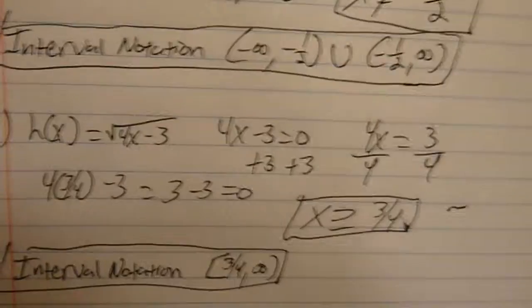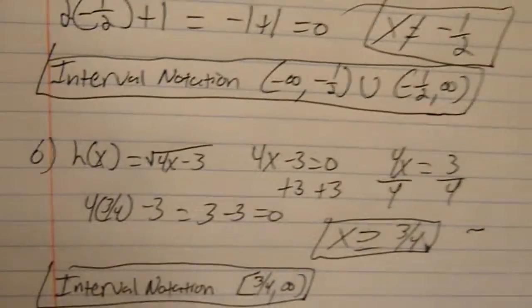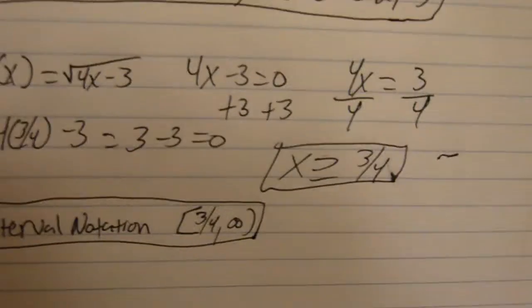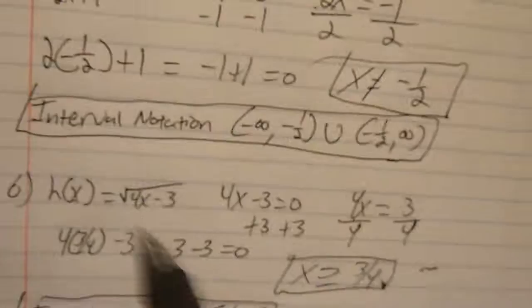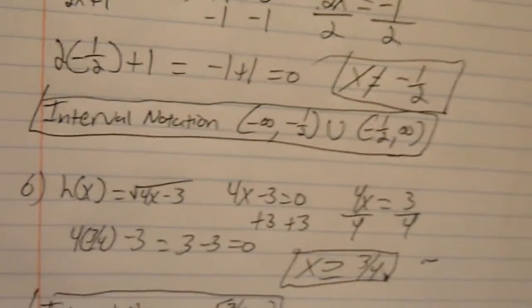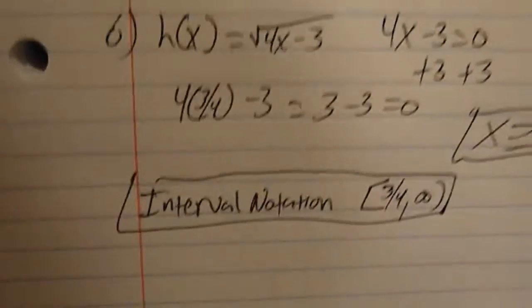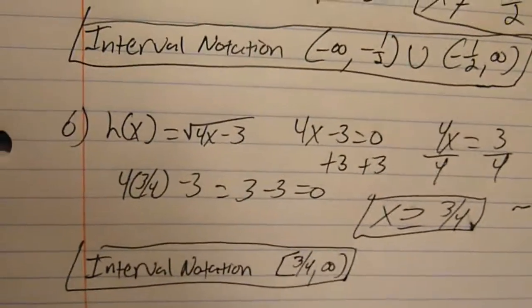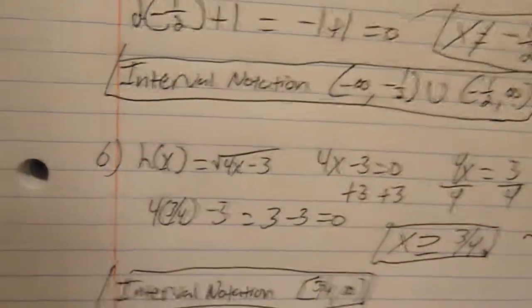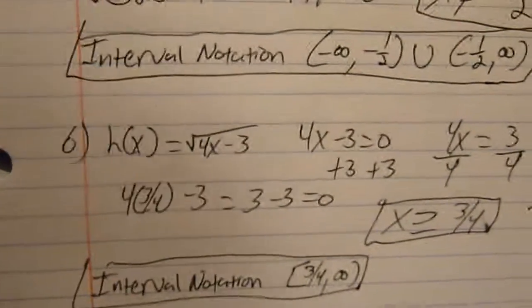Now, it is included underneath the radical. 3/4 is included, so x is greater than or equal to 3/4. You plug it back into the equation, you see that it does equal 0, so that's your right answer. In interval notation, it's going to look like bracket 3/4 to infinity. It's included, so you use the bracket. And that's how you find the domain.